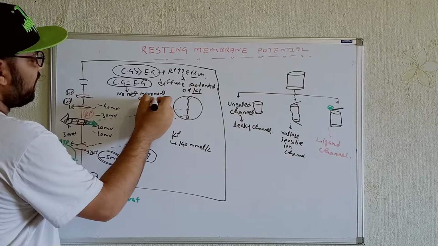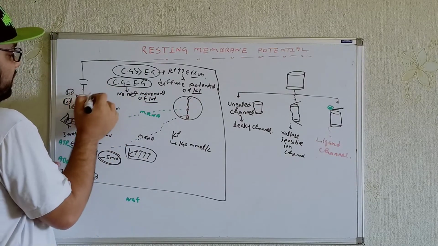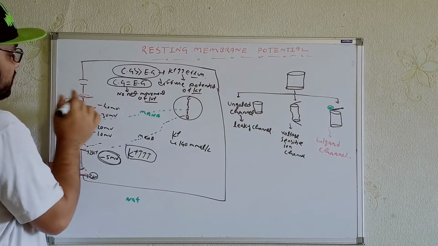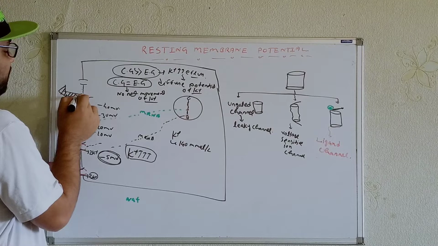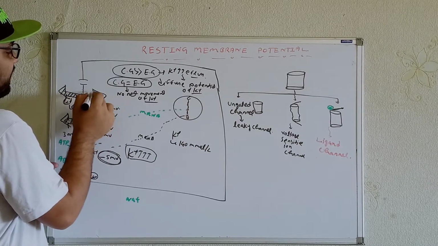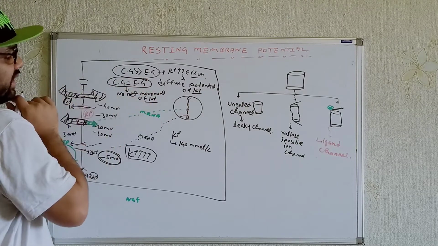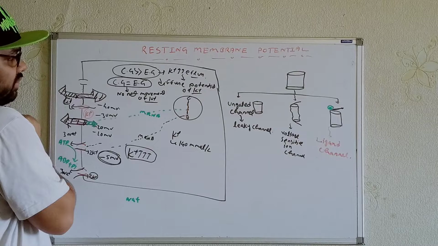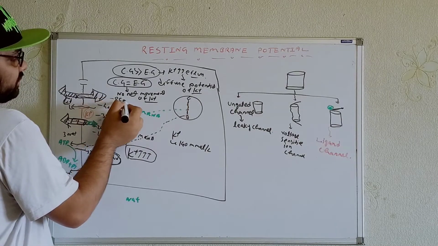No net movement of the potassium ion. Now in these conditions, whatever the concentration gradient over here, in the same way we are getting the electrical gradient. In this case, the concentration gradient is equal to the electrical gradient, so there will be no movement of the potassium. And in these conditions, we will get around minus 85 millivolt.